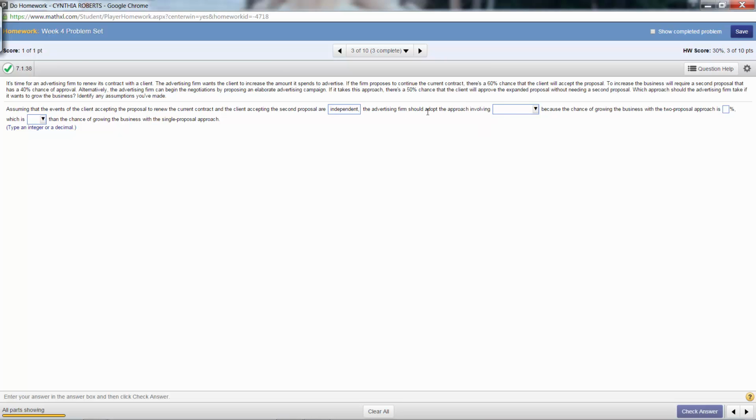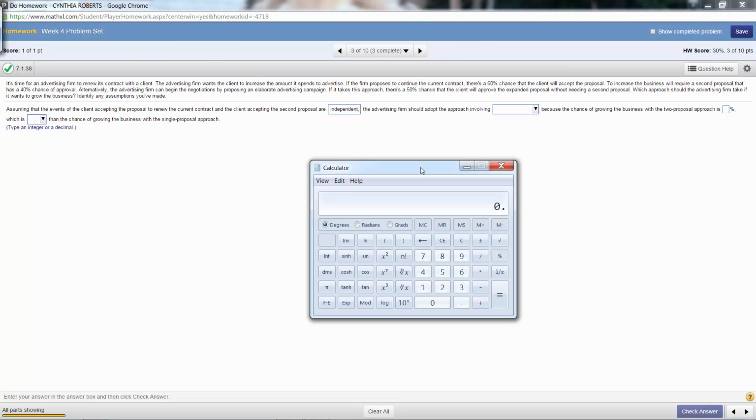And what we're looking at is, what's the probability that they accept the proposal, given the 60% for the first proposal and 40% for the second? Well, to find that, that's the probability of my 60% times the probability of my 40%, which is 0.24. So write that number down.